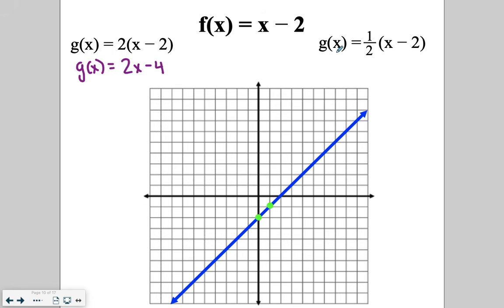On the flip side of that, if we look at this second equation now, we've got g of x is equal to 1/2 x minus 1. So you plug in 0, half times 0 is 0, minus 1 is negative 1, so your y-intercept is now at negative 1. Then you go up 1 and over 2, and up 1 and over 2 again.